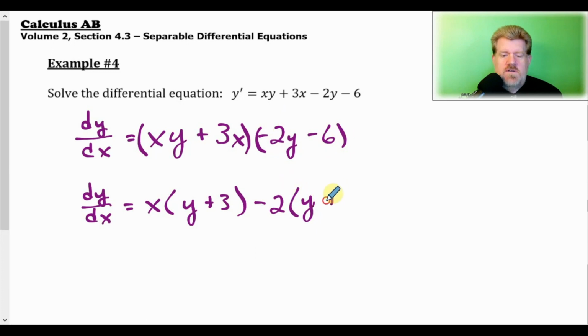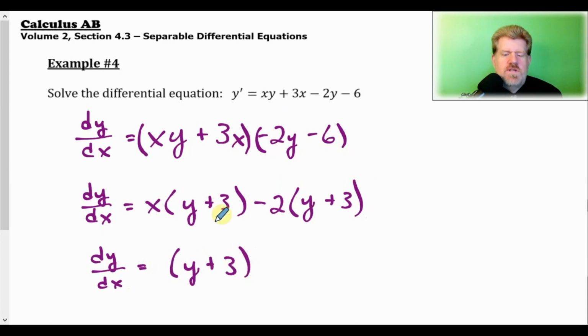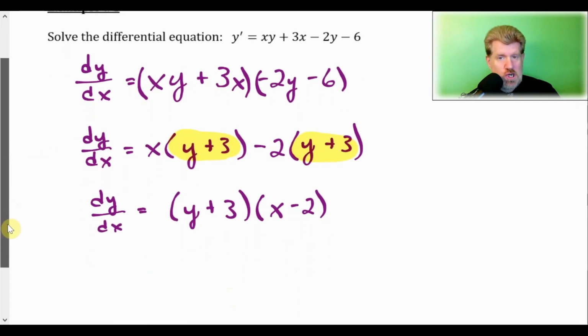Negative 6 divided by negative 2. And now, what do both of these have in common? You guessed it. They both have a y plus 3 term in it. So if I take out the y plus 3, don't forget, that leaves me with x minus 2. All right, not separated yet, but we're working on it. We're almost there.